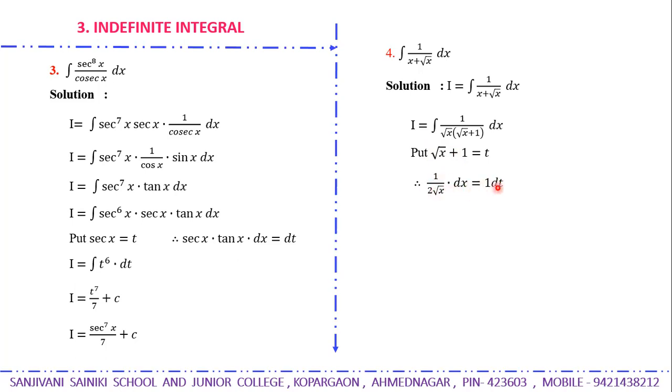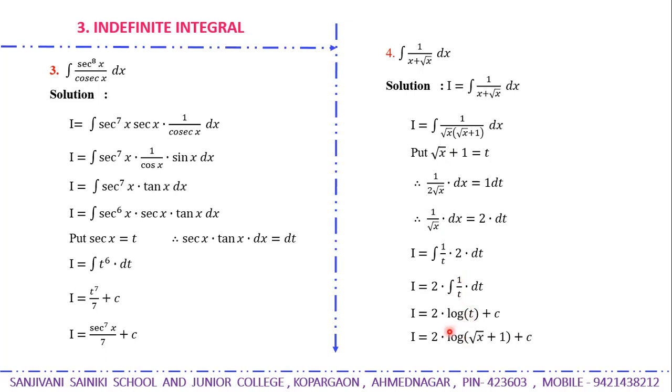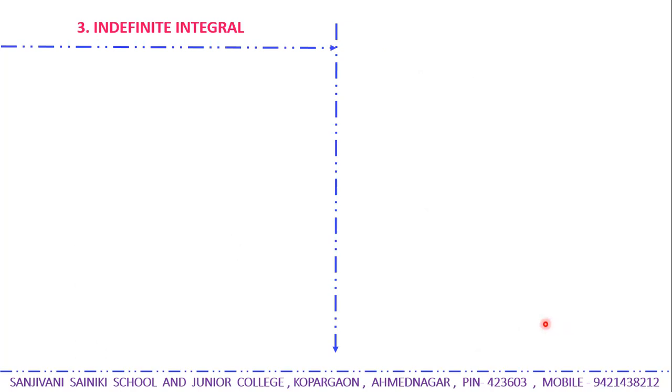This 2 will go to that side and you will get 1 upon root x dx is equal to 2 dt. So this 1 upon root x and dx will be replaced by this 2 dt. And this is our t. So the integral becomes 1 upon t, 2 times dt. So I is equal to 2 into integral of 1 upon t dt. Its integral is log of t plus c. But what is t? Again, t is root x plus 1. So we will put that value in this integral. You will get 2 times log of root x plus 1 plus c. This is the integral of the given function.